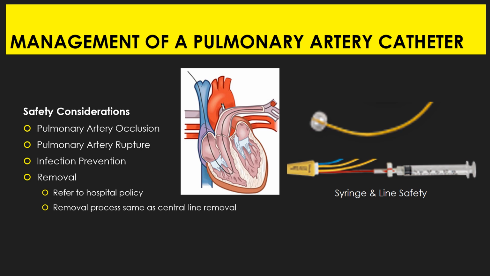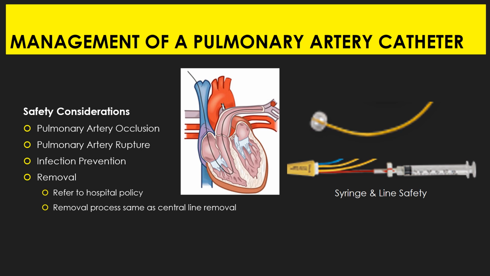So the safety issue arises if the balloon does not properly deflate, and that can cause a pulmonary artery occlusion. The other safety issue is if the balloon is partially inflated and the nurse doesn't realize it when the swan is being removed. And this would cause rupture of the pulmonary artery as well as damage to that tricuspid valve as it's being pulled out of the heart.